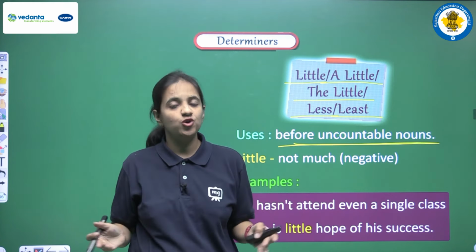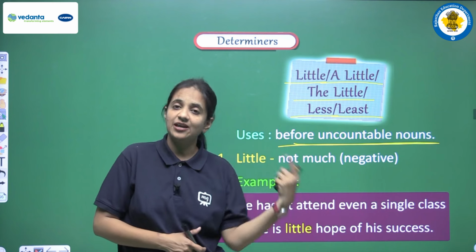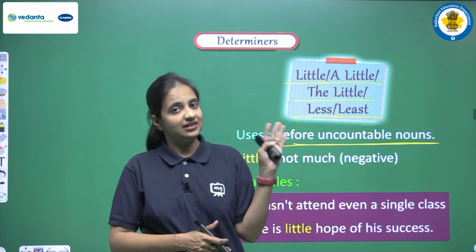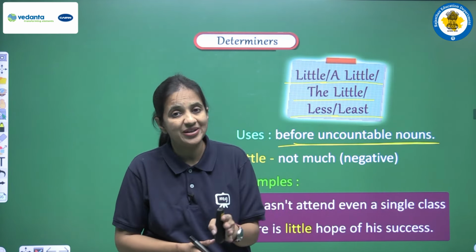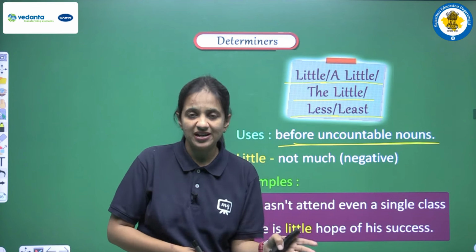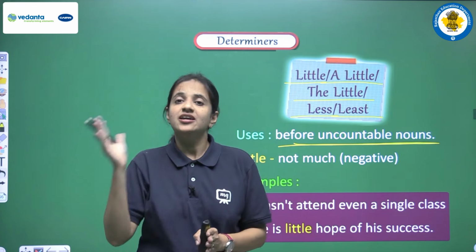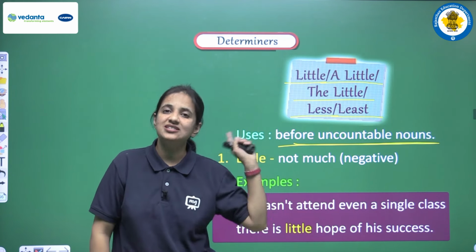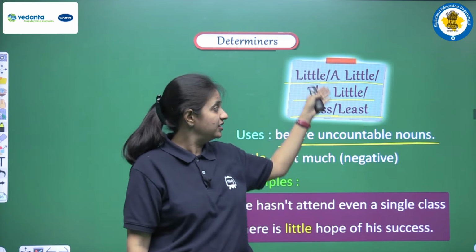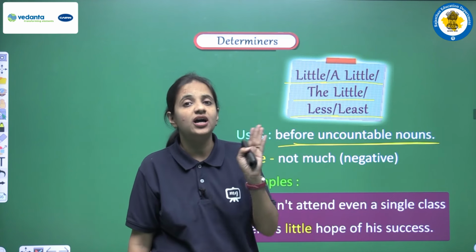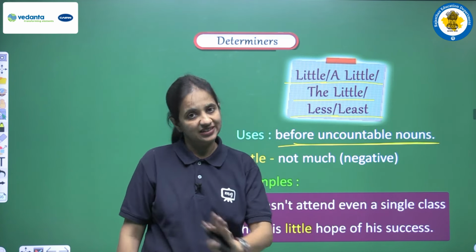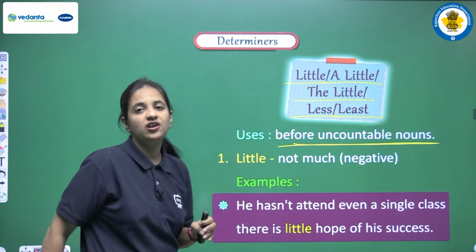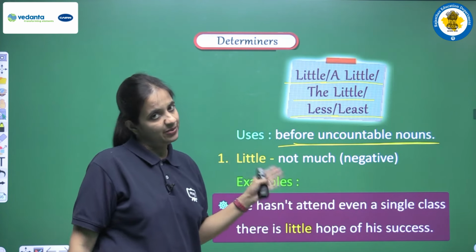So you have to be very careful regarding the category of the noun, whether it is a countable or uncountable noun. If you have a countable noun, you have to use the few family. If you have an uncountable noun, in that condition you have to use the little family. You can use all these 5 determiners before an uncountable noun. Clear? Next, moving on, let's talk about all these determiners one by one.